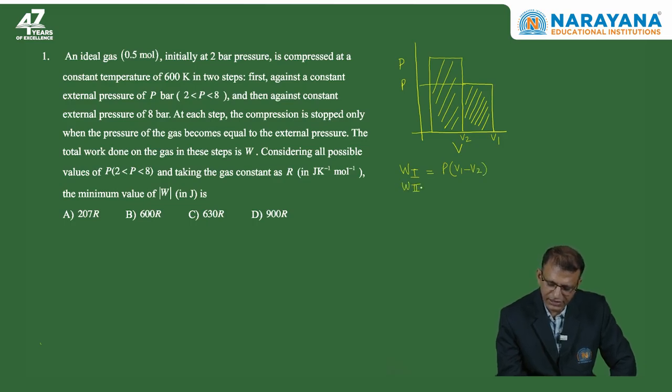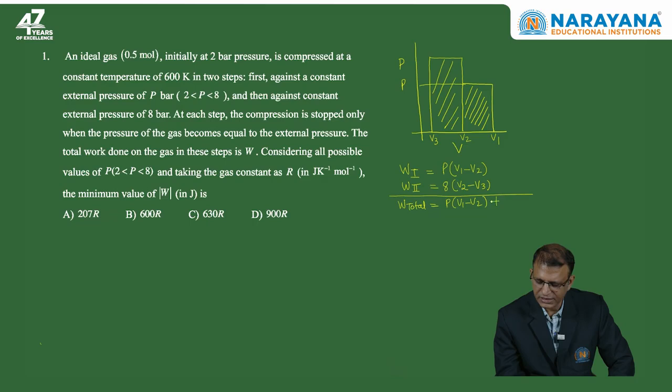The work done in the second step is equal to, now the external pressure is 8 bar and the volume change here will be V2 minus V3. I have to write the positive value only, so V2 minus V3. And if we write the total work done in this process, it is equal to work done in step 1 plus work done in step 2. So P times V1 minus V2 plus 8 times V2 minus V3.